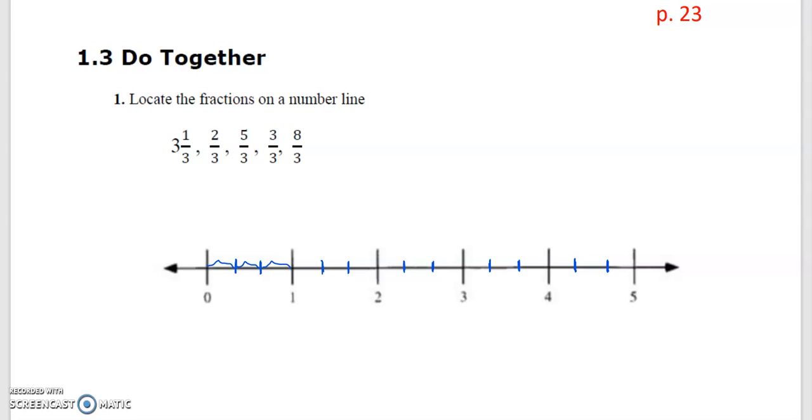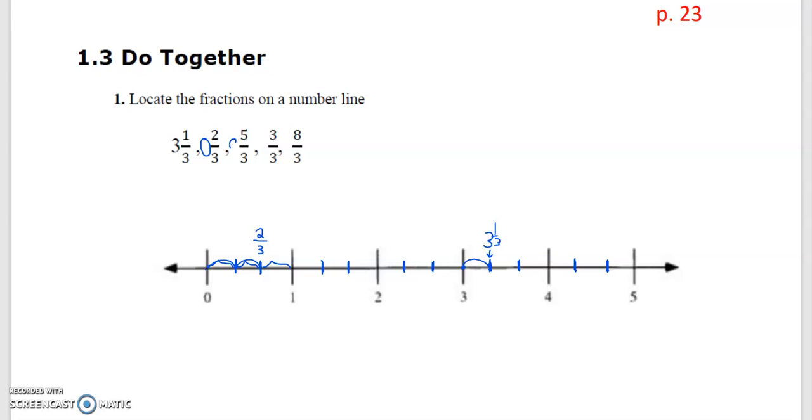So we're going to start with 3 1/3. Well, 3 1/3 is a bit bigger than 3, so we're going to go over to 3 here, and this is our 1/3 mark. We jump 1. So 3 1/3 is right there. For 2/3, notice that there's nothing in front. There's no whole number, so we're starting at 0, and we're going 1/3, 2/3. So 2/3 is here.